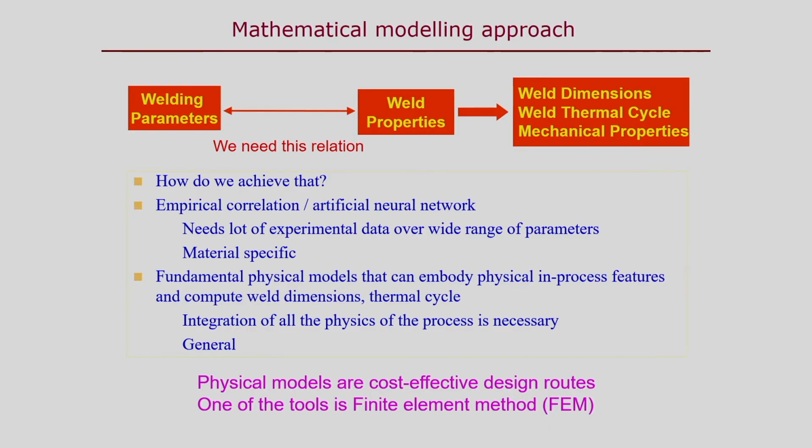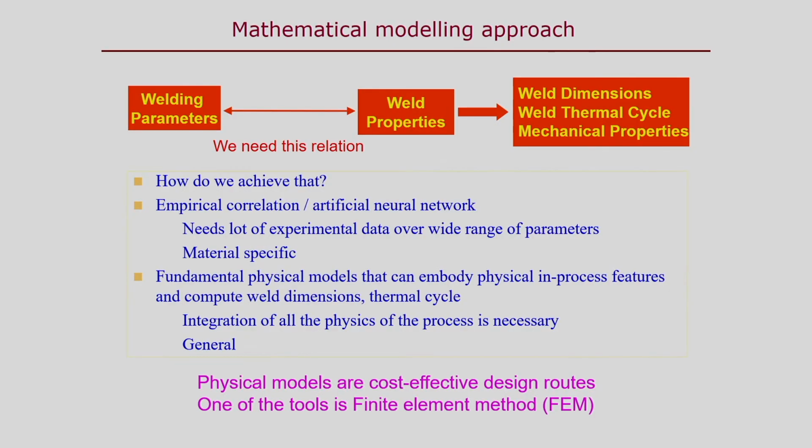But if you look at the other way, the mathematical modeling approach, fundamental physical models can embody the physical process features and compute the weld dimension and thermal cycle, because a fundamental physics based model considers all the physical phenomena associated with the process. Finally, it gives the output as a weld temperature distribution, either in the form of a thermal cycle, and weld dimension. It can even give the stress and distortion distribution from the physics based modeling approach. But in this case, integration of all the physics of the process is necessary in general.